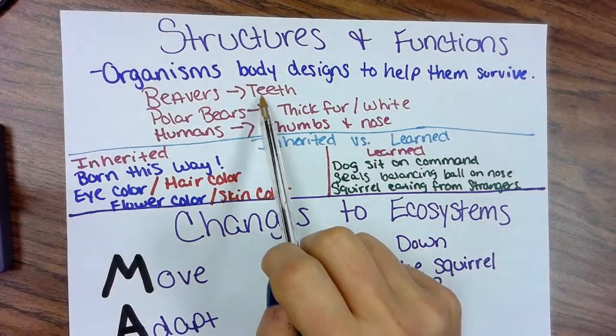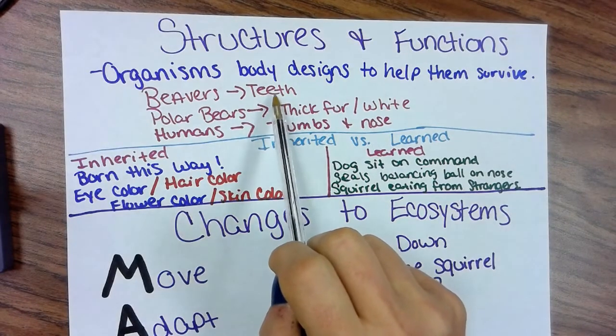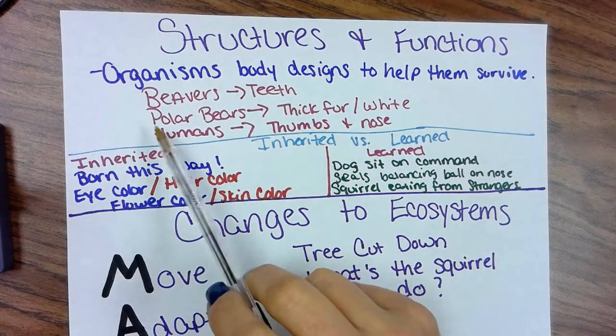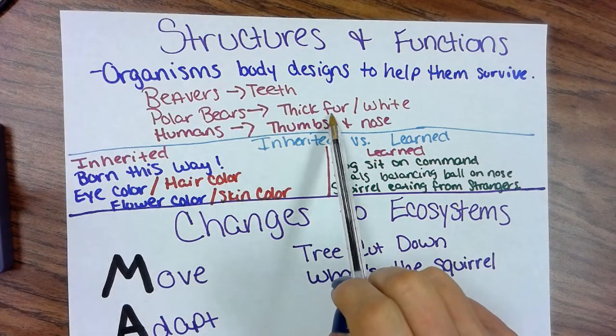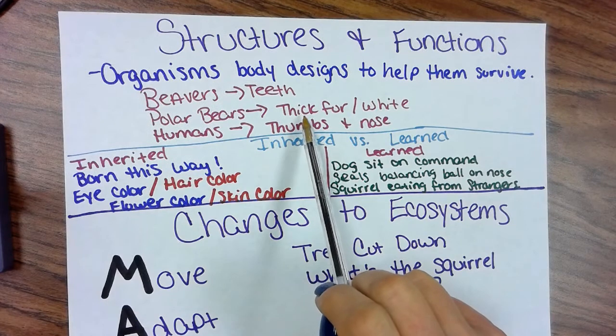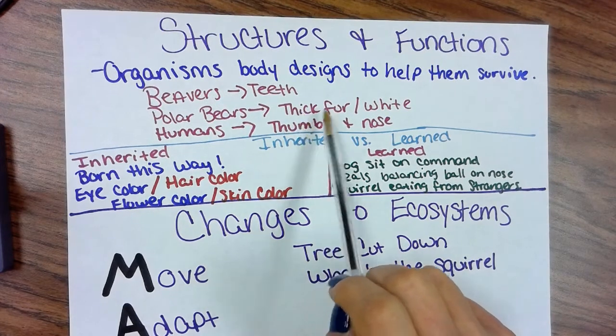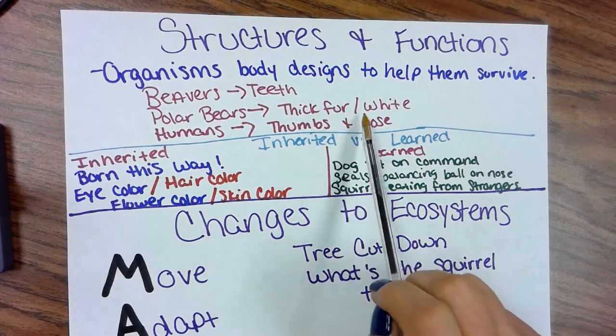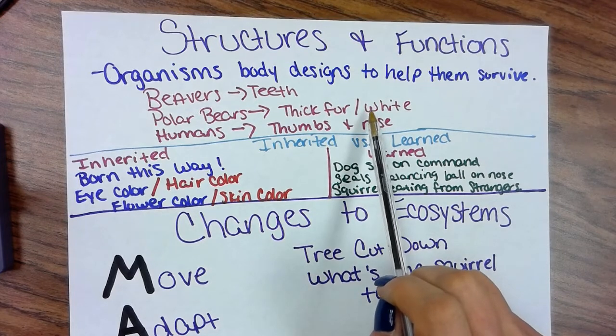Beavers, they need teeth. Why? Because they've got to cut them trees down to make them dams, okay? Polar bears, they have thick fur. Why do they have thick fur? Where do they live? They live in the Arctic. Well, it's pretty chilly there, I hear. So they need the thick fur to keep them warm. But why is their fur white?